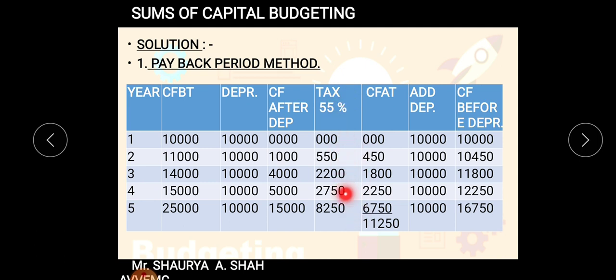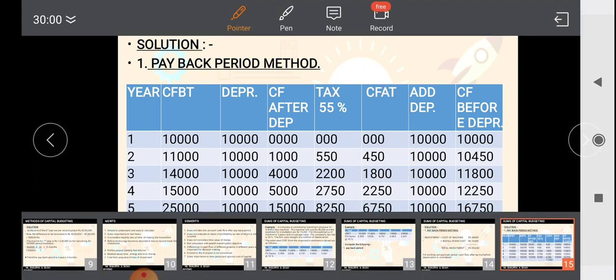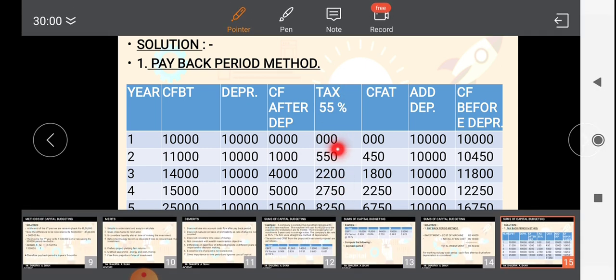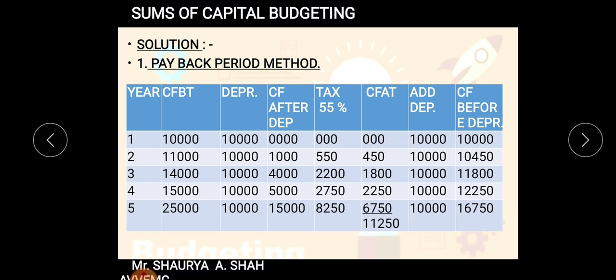Right? I have calculated. Now the next is cash flow after tax, that is CFAT. This was CFBT. So cash flow after tax is this column minus this column. So 0 minus 0 is 0. 1000 minus 550 gives me 450. 4000 minus 2200 gives me 1800. 5000 minus 2750 gives me 2250. 15,000 minus 8250 gives me 6750, right?